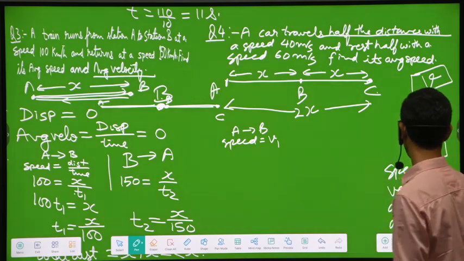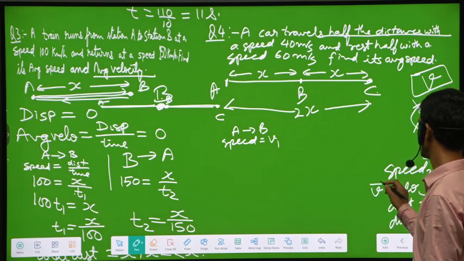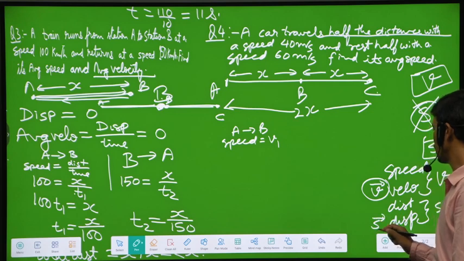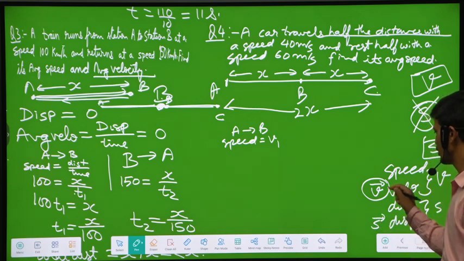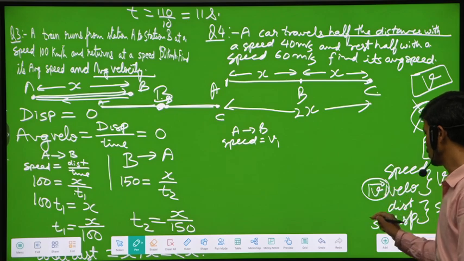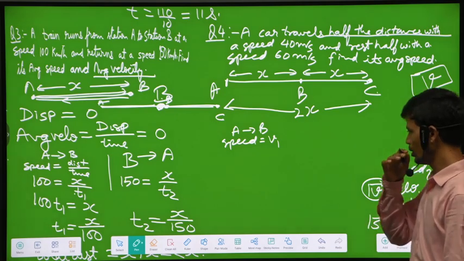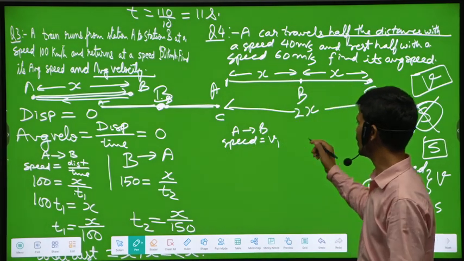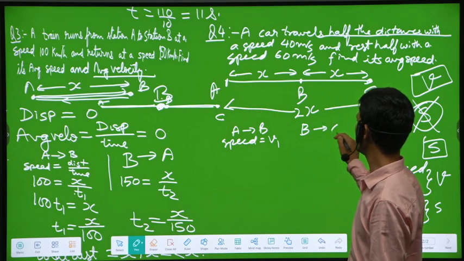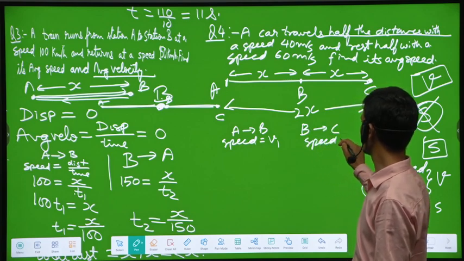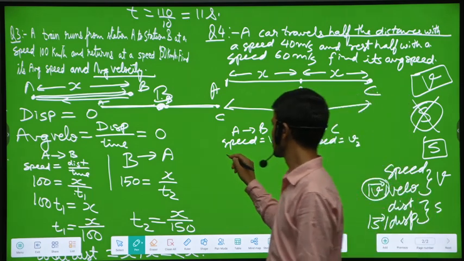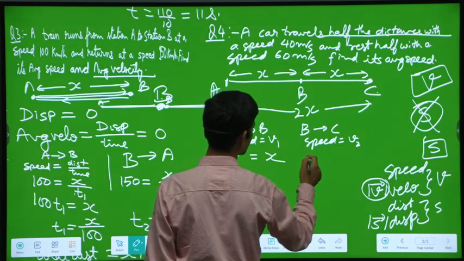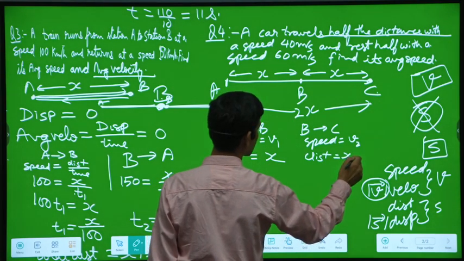Sometimes people say that for velocity we write an arrow over it, and for displacement we write an arrow over it. Yes, of course, but then put a mod on both sides also. So speed is v1, and for B to C speed is v2. Distance is given as x, here also x.